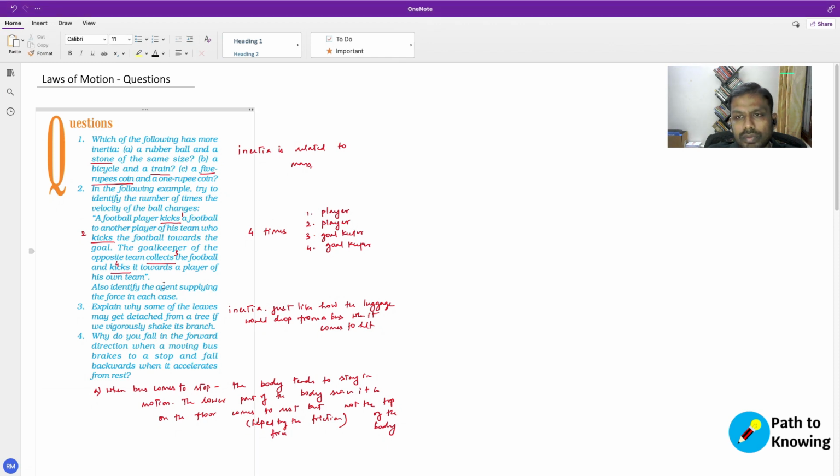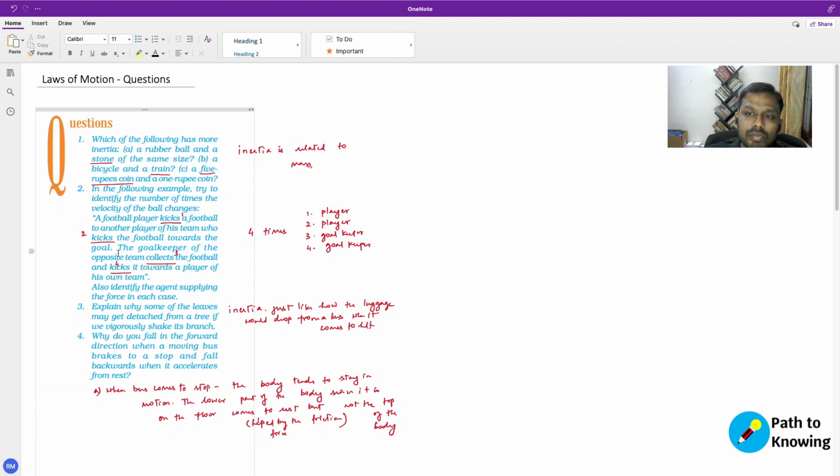The question also involves identifying the agent supplying the force. In the first instance, it is the first football player who is the agent who changes the velocity of the ball. He's the one supplying that force. Then the ball goes to another player of his team, who again kicks the football towards the goal. So there's a second time when the velocity of the ball changes, when the second player hits it. And here again, the second player is the agent supplying the force.